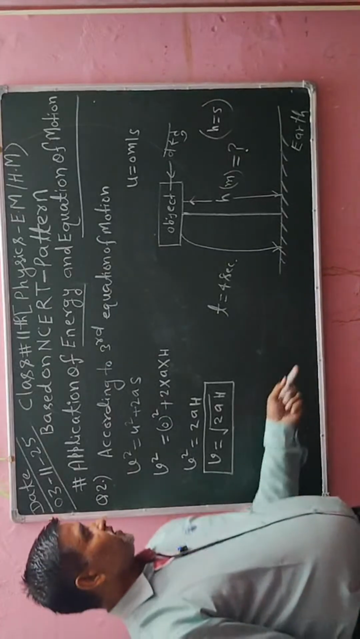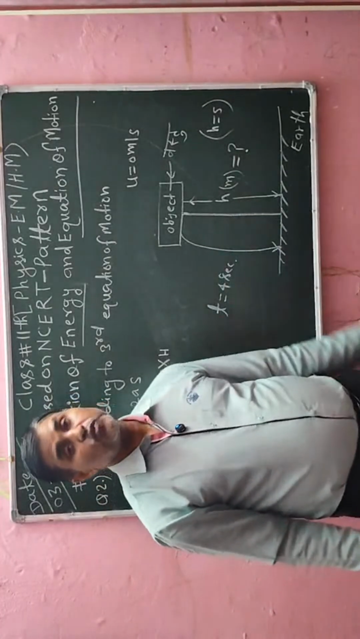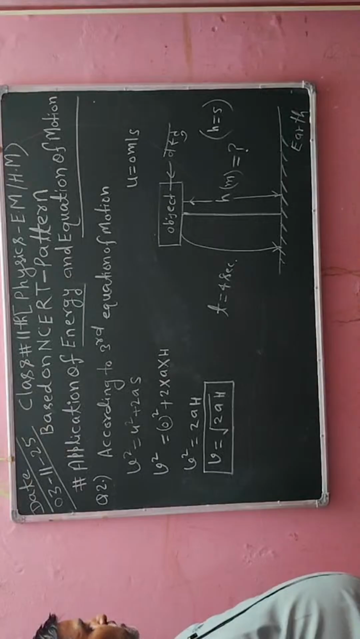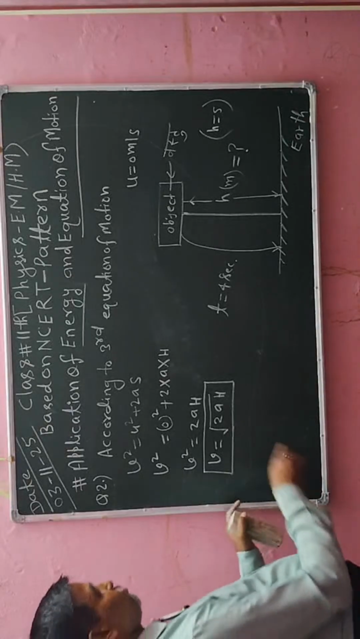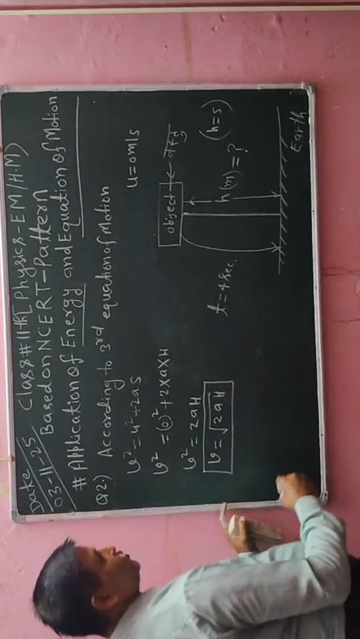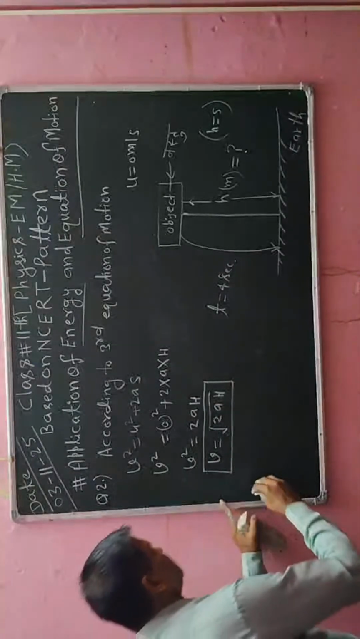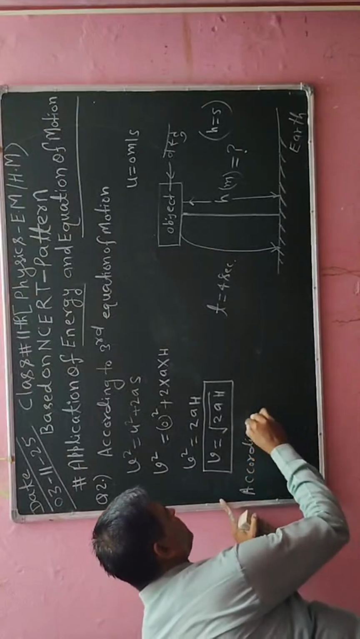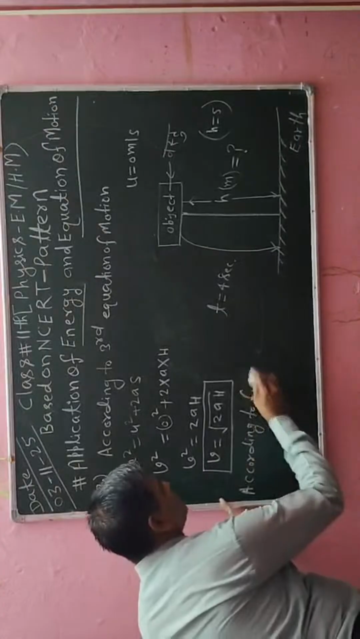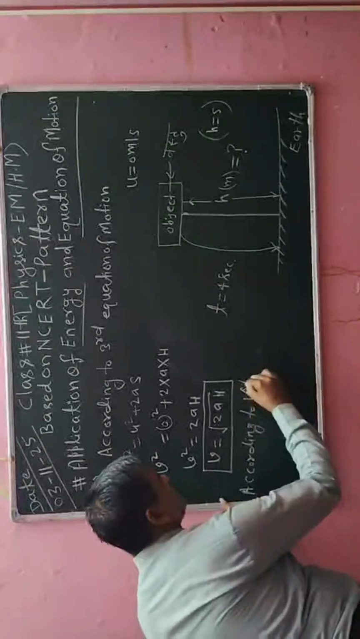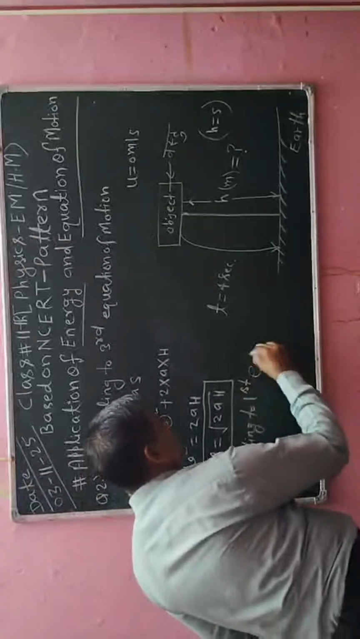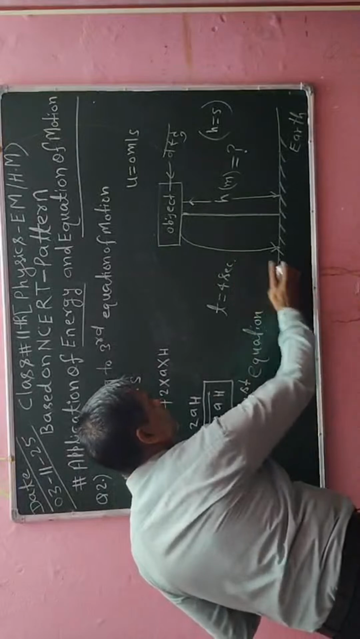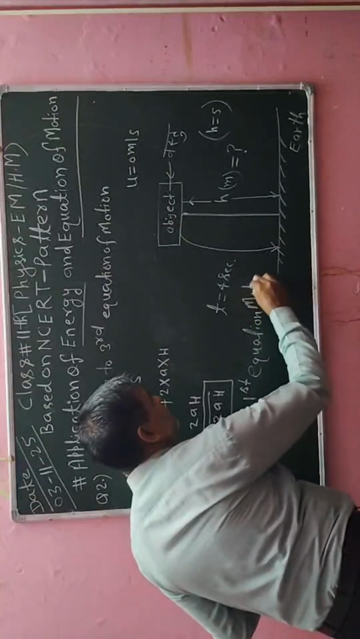Now we have to calculate this height. So I will also use the first equation of motion to calculate the requirement, because time is given. So I will write again, according to the first equation of motion, I can write here.